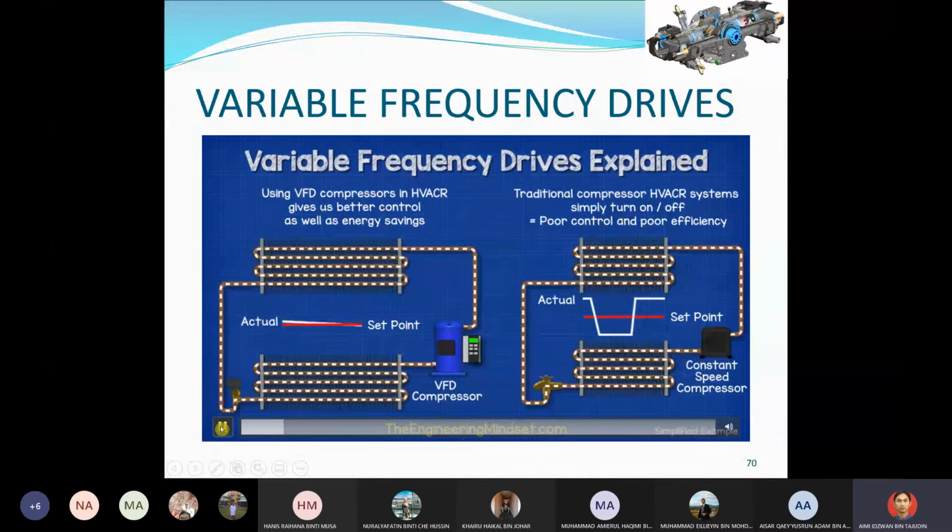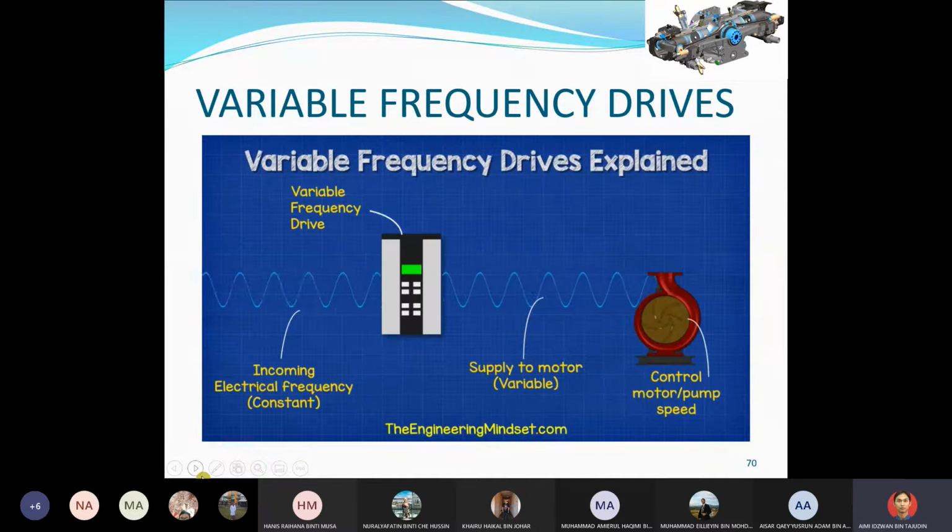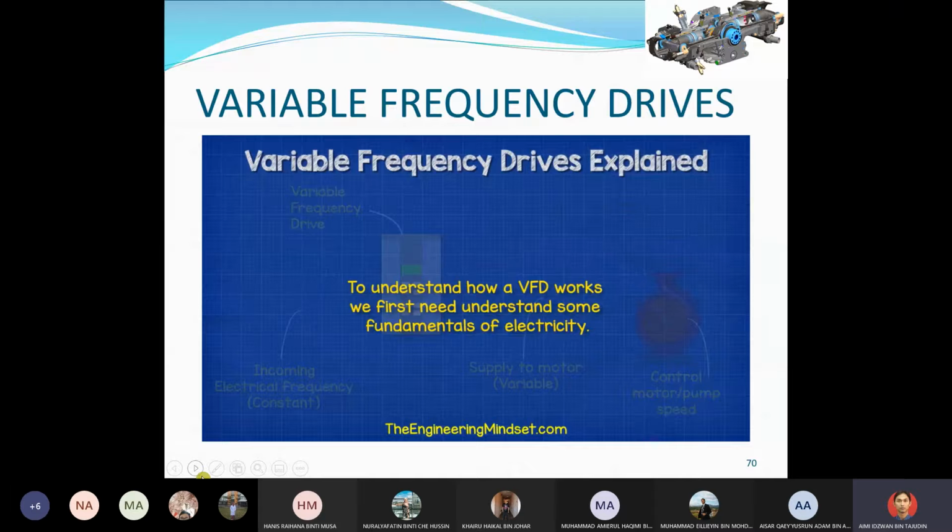Now these simply just turn on and off, and that results in poor control and high inrush currents. We also find them used to control things such as pumps and fans in HVAC systems to allow us to unlock energy savings and improve performance and control. The VFD unit is connected into the motor's electrical supply. The unit can vary the frequency of the electricity being supplied to drive the motor, and by varying this we can control the rotational speed of the motor. Therefore, we have our variable frequency drive. To understand how a VFD works, we first need to understand some fundamentals of electricity.